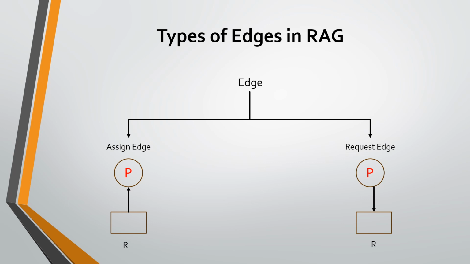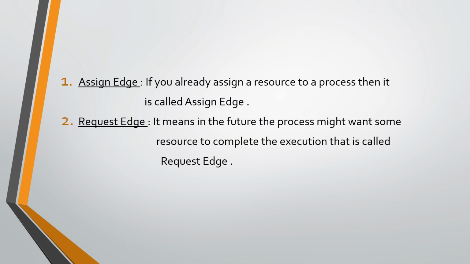Types of edges in RAG. Edges are classified into two types. One is the assign edge and another is the request edge. Assign edge: if you have already assigned a resource to a process, then it is called an assign edge. Request edge: it means in the future, the process might want some resource to complete the execution. That is called a request edge.